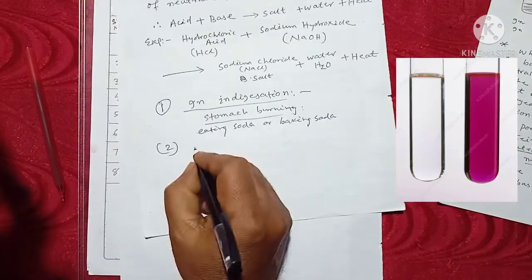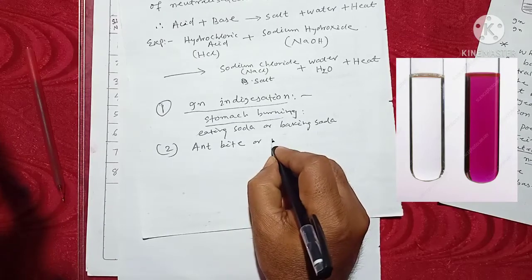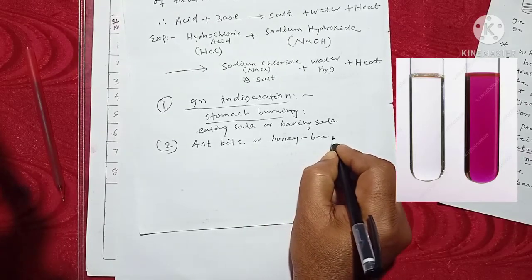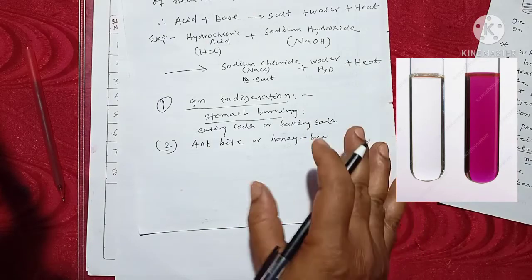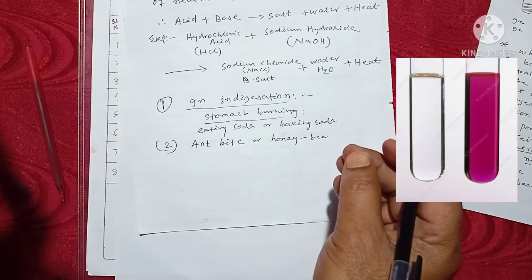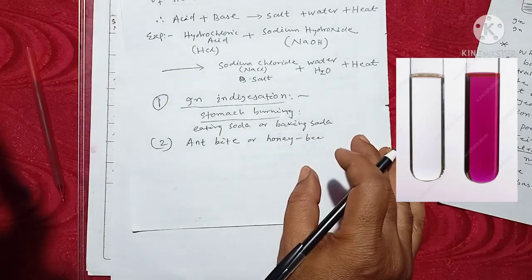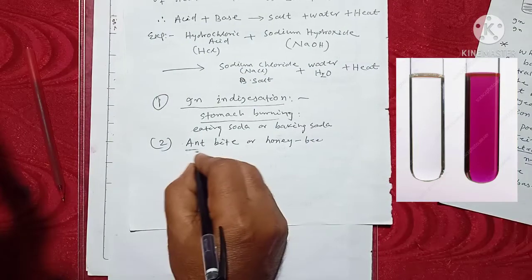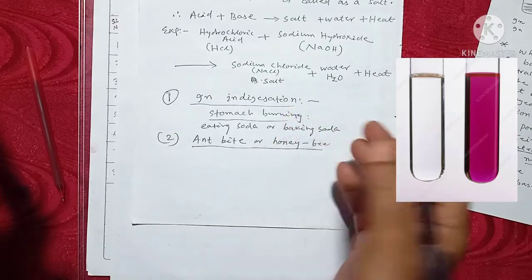Now another use is ant bite. Suppose an ant or honeybee bites you, it injects an acid into the skin so that your skin will be irritated and burning, due to injection of formic acid. The acid which is injected by the ant or honeybee is formic acid.